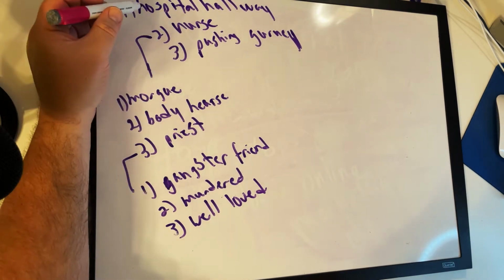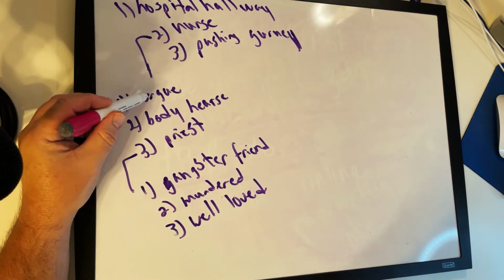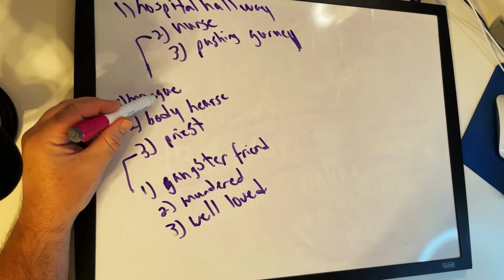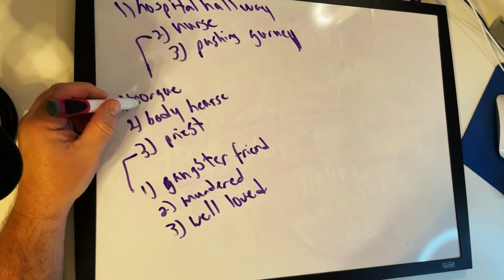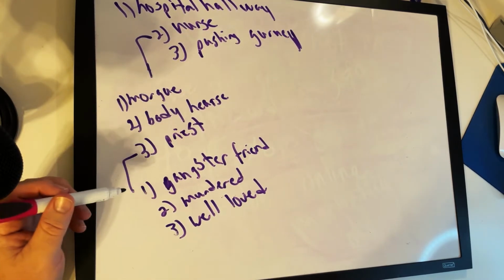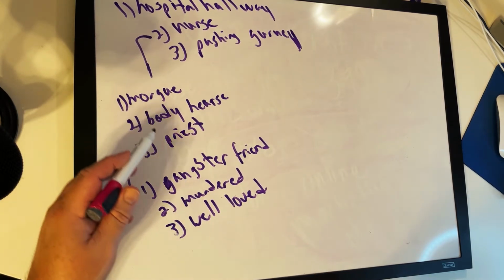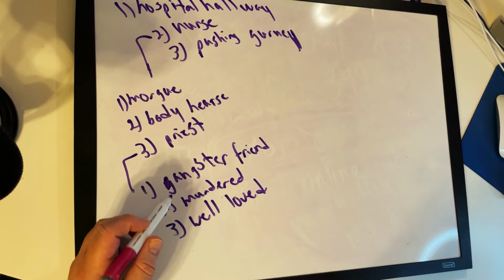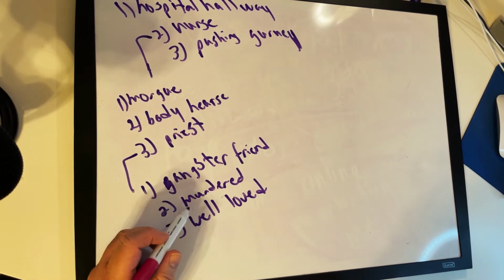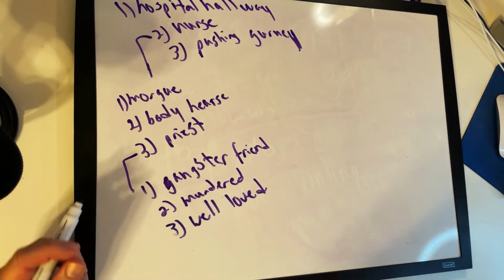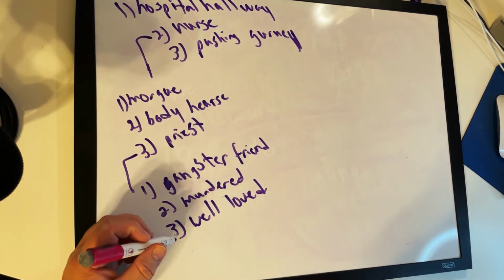So we started with an idea of a hospital hallway with a nurse pushing a gurney, and we took that nurse. We said 1, 2, 3. She's actually going to pick up a body, taking it to the morgue where she works. The body is that of a priest. So you have who, what, and everything else. The priest himself has a gangster friend. He was murdered, and he was a well loved priest. So we already went from an idea to a bit of a plot.